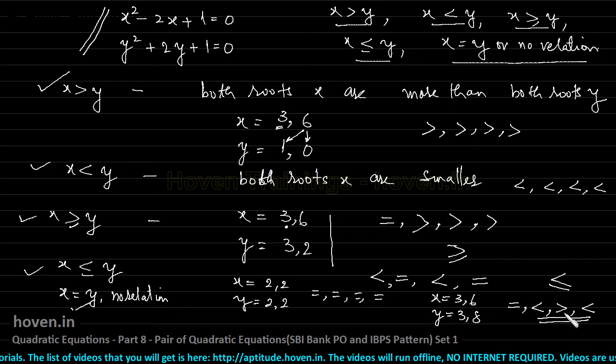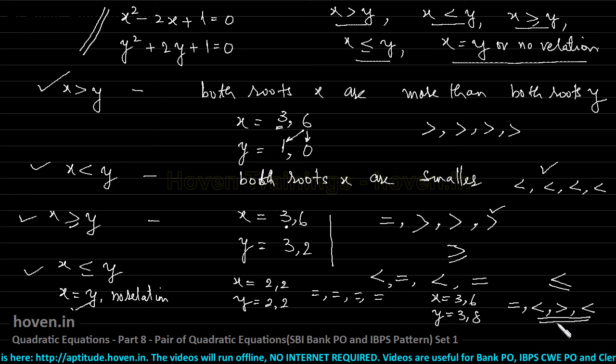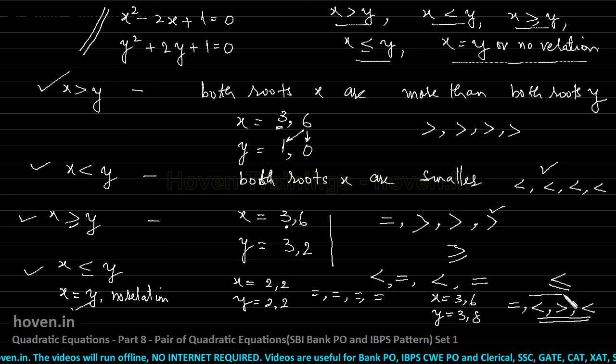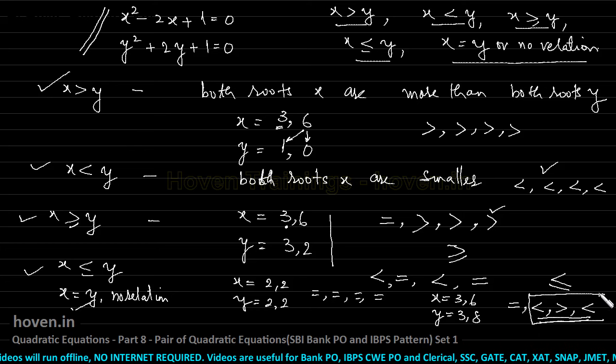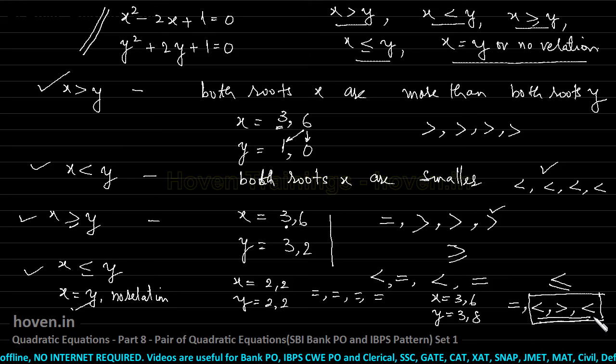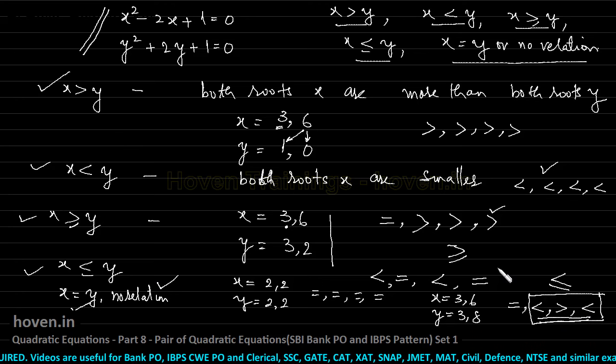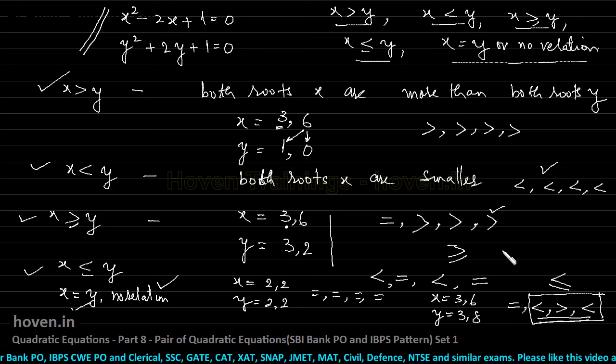Had all of them been in the same direction, like in this case or in this case, then we would have definitely picked one of the above options. But whenever you find a cocktail, a mixture of these inequalities, you can surely say that no relation exists. Now I will take up many examples to help you solve these questions in an easy and often shortcut way. Let us see how we solve them.